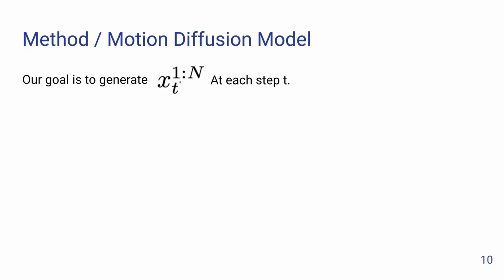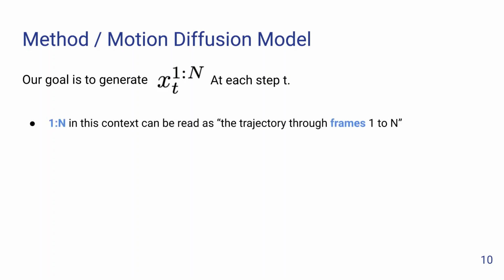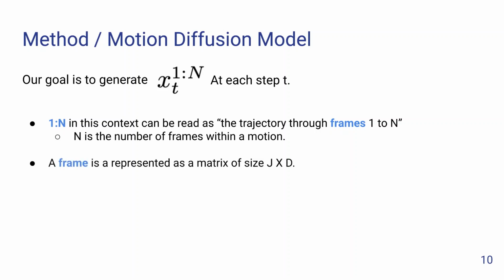So what does this 1:n actually mean? 1:n in this context can be read as a trajectory between frames 1 to n. Now you might ask, well, what is a frame? What is that comprised of? Before I do that, the n is the number of frames within a motion. So we go from 1 to n frames for a motion, and a motion has, as expected, n frames. So back to a frame.